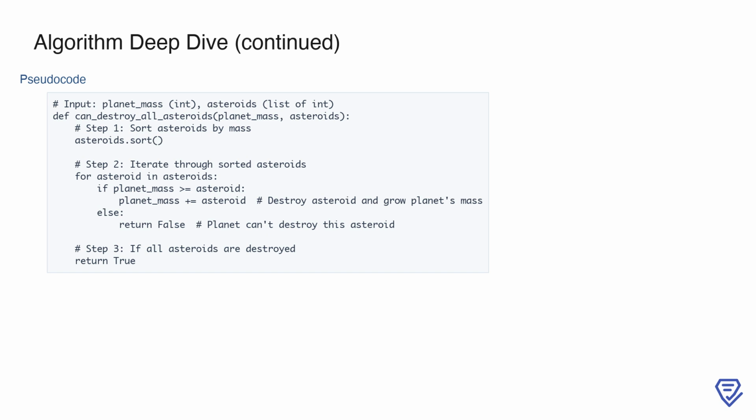If the planet's mass is insufficient to destroy an asteroid, we immediately return false, as it's impossible to destroy all asteroids. If the loop completes successfully and all asteroids are destroyed, we return true. This pseudocode encapsulates the entire algorithm in a concise way, highlighting the core steps of sorting, iterating, and updating the planet's mass. The greedy strategy ensures that we make the optimal choice at each step, and the early termination condition improves efficiency when destruction is not feasible.